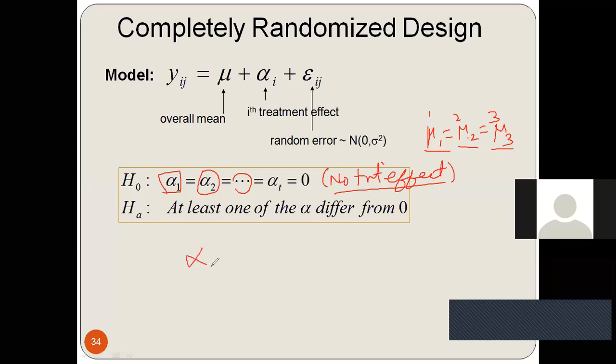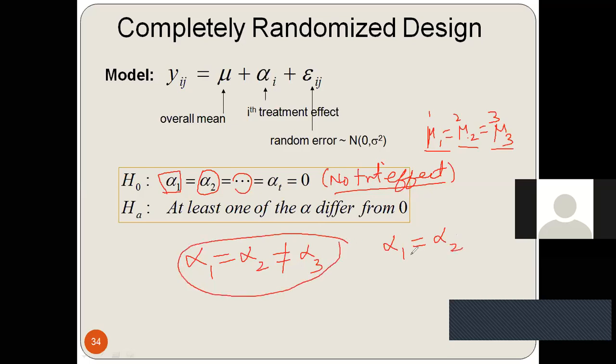Right, now let's say for the alternative, we cannot write that. Suppose this is not equal. I have only 3 treatments. If you compare 1 and 2, this is my outcome. If I compare alpha 1 and 2, is there a difference? Yes or no? No difference. I'll put it as no difference.